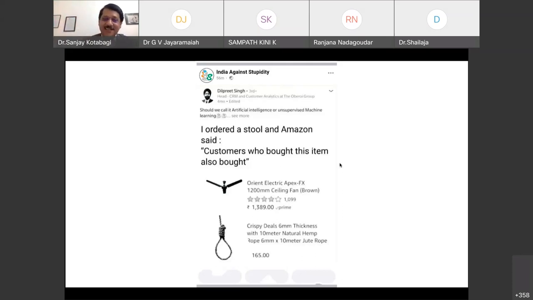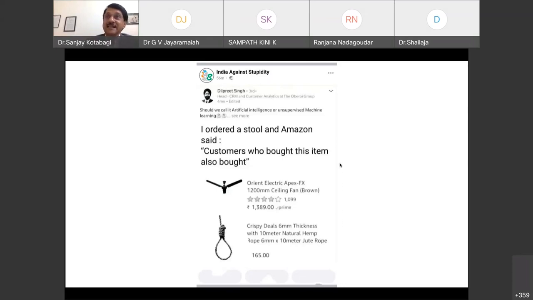So they suggested that if somebody wants to commit suicide and is depressed, the stool is not sufficient. You need to buy a fan and also what? Rope. You get a rope so that your purpose is met. Okay, that is the lighter side of it.